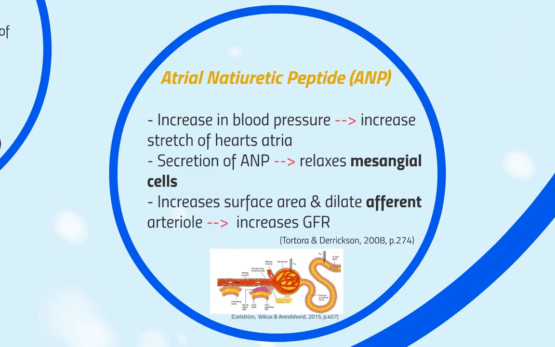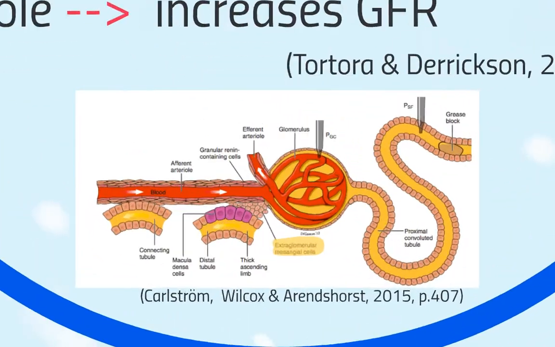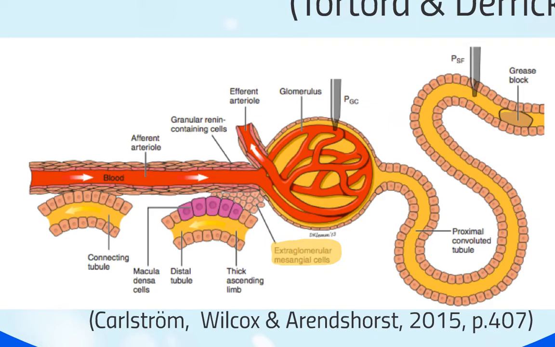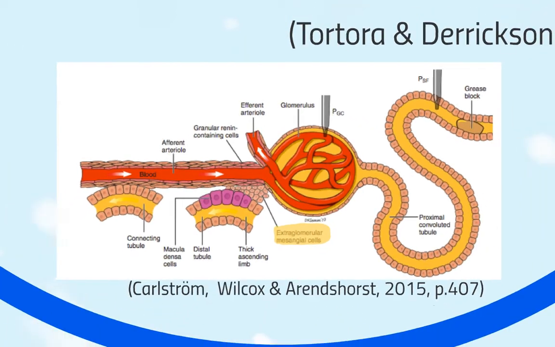Atrial natriuretic peptide is secreted when there is an increase in BP, and this causes an increase in stretch of the heart's atria. Its secretion relaxes the mesangial cells in the juxtaglomerular apparatus, which increases the surface area of filtration. Here you can see the mesangial cells, shown highlighted in yellow.